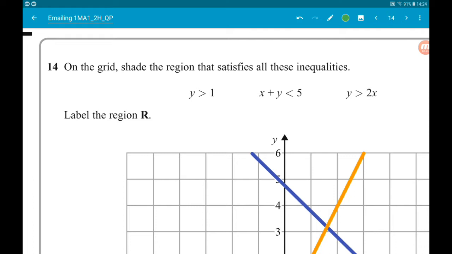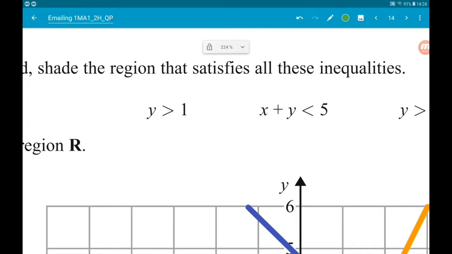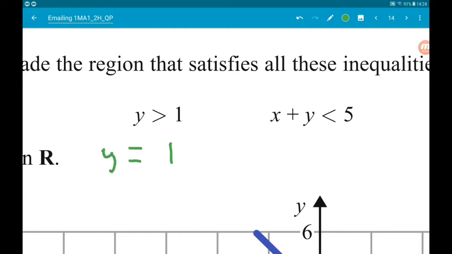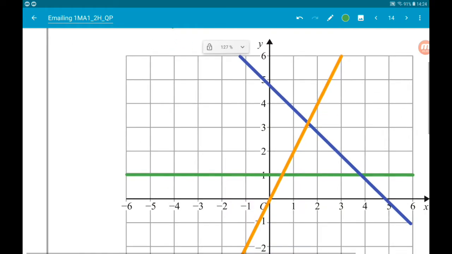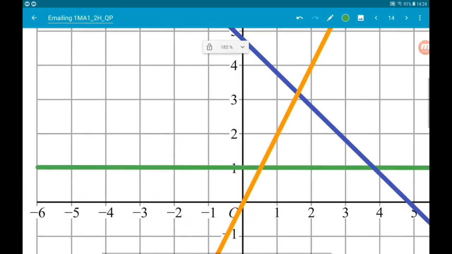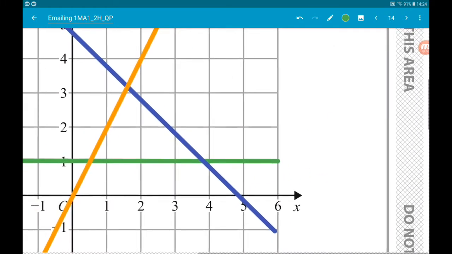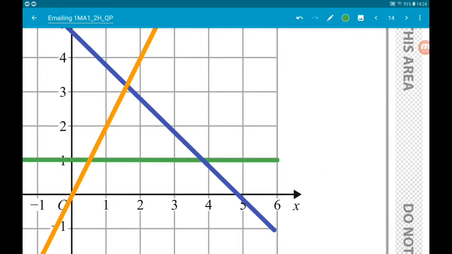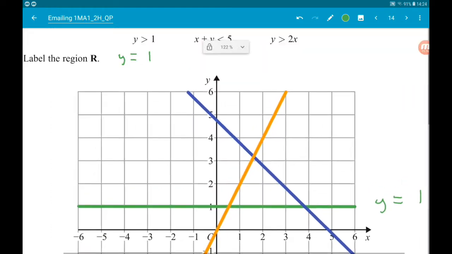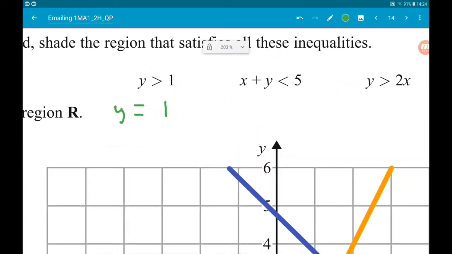So let's do that. First of all, for y is greater than 1, the line we're going to plot is y is equal to 1, so that is a horizontal line going across from 1 on the y-axis. So this is y equals 1. Now the region that we want is such that y is greater than 1.